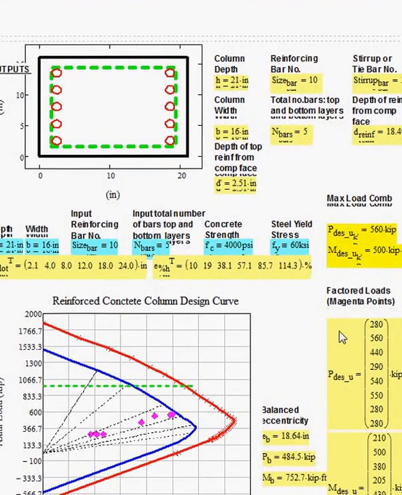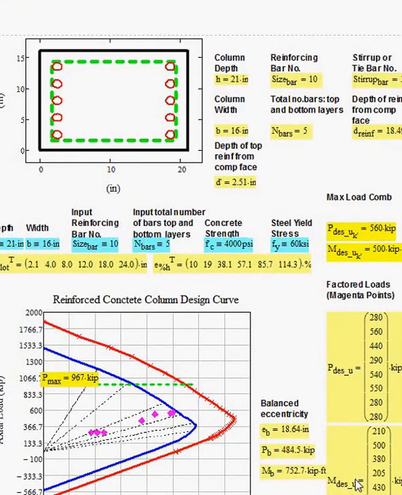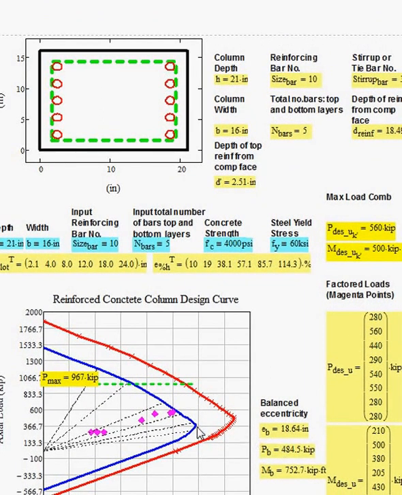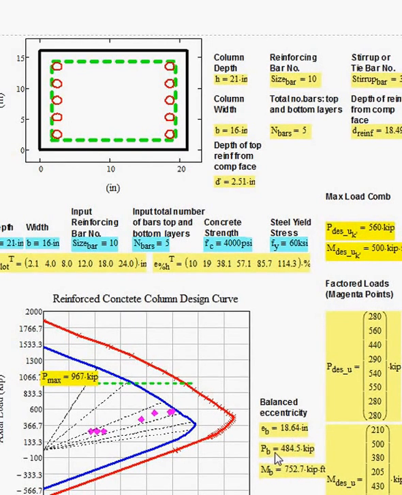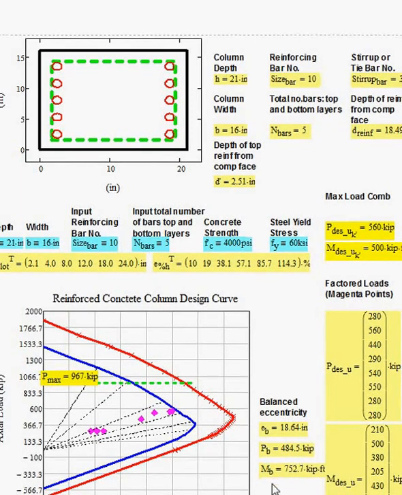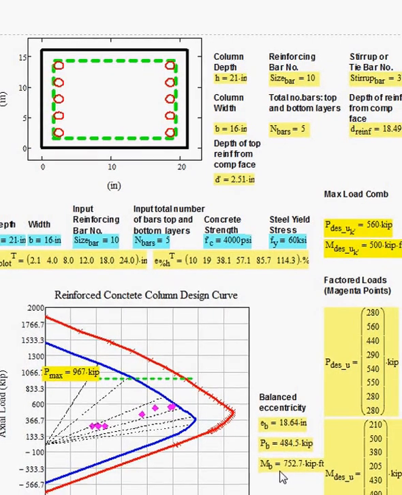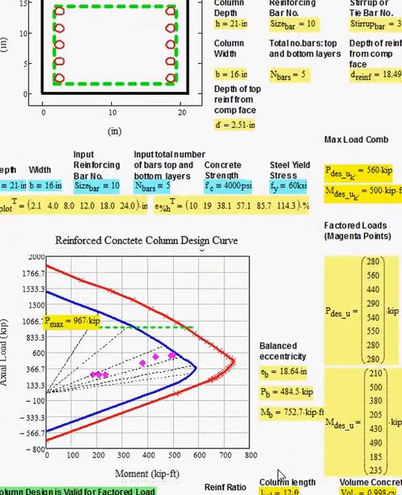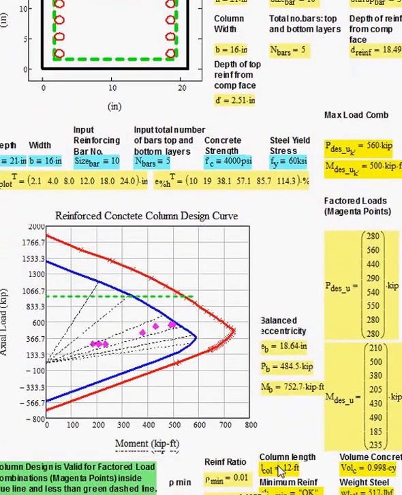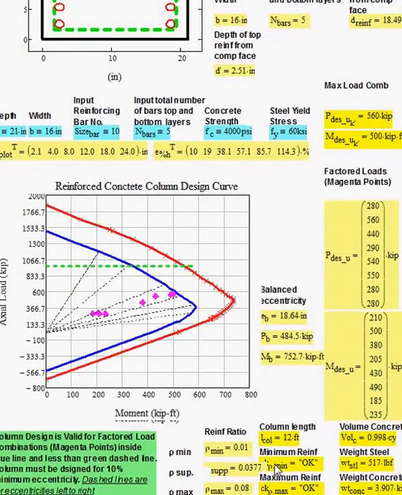Here's some additional information. This is the factored loads shown again, and for the balanced moment right here, the eccentricity is 18.64. The applied load is 484.5 kips, and the applied moment is 752.7 kip feet. And finally, we can show the column length.